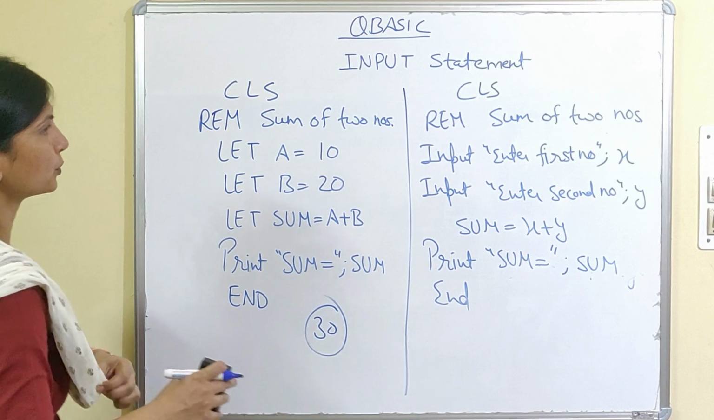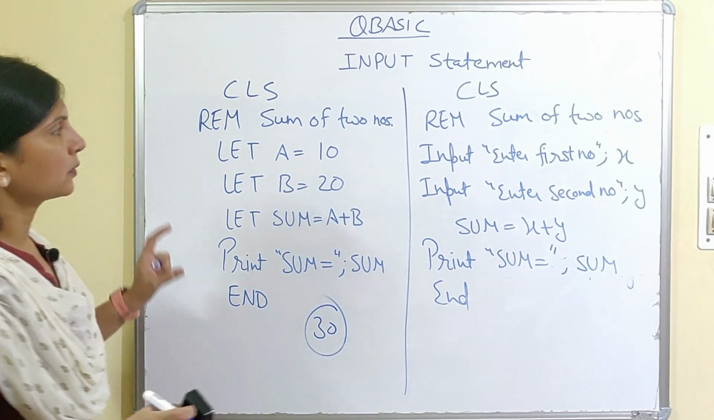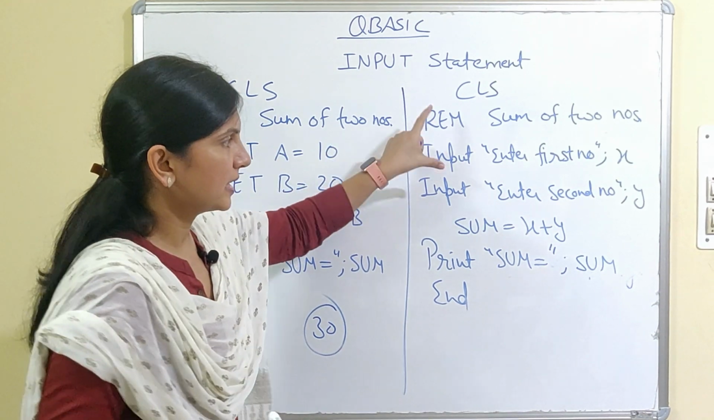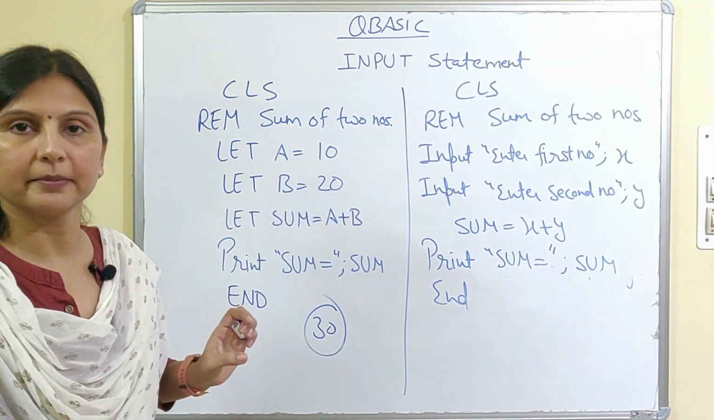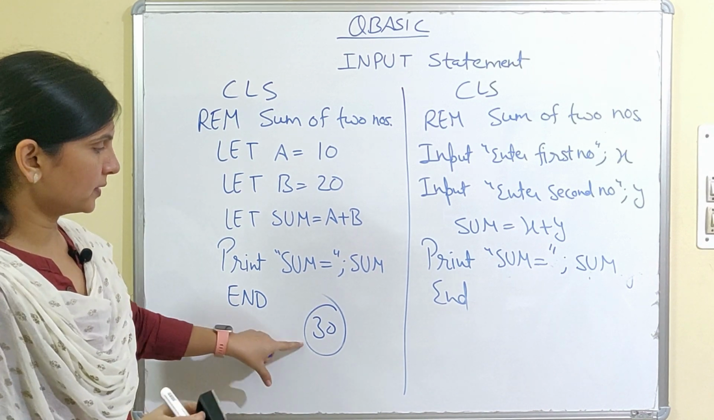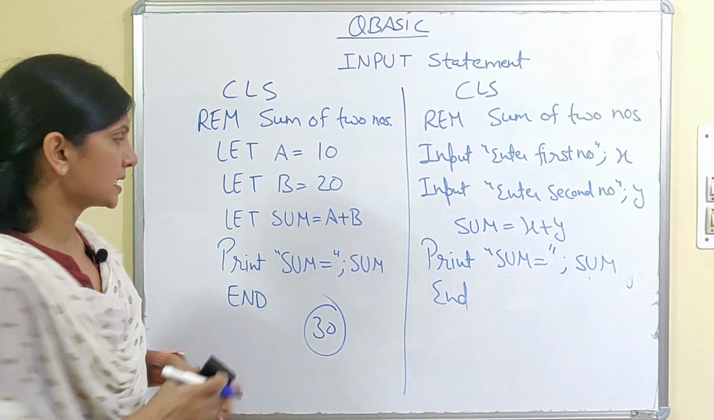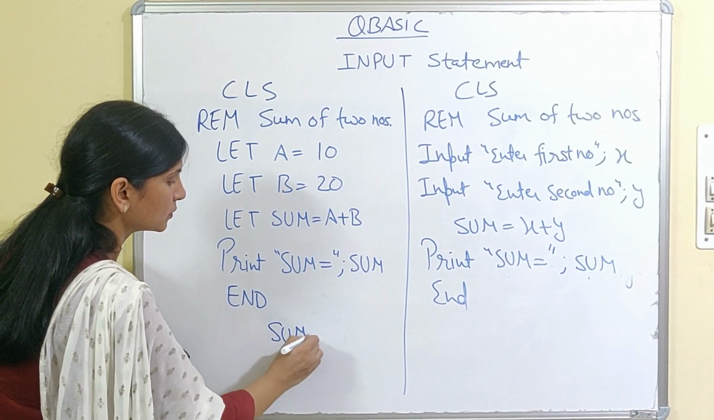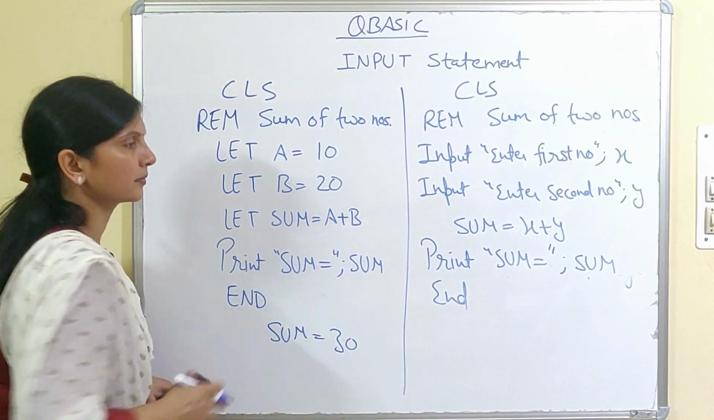Now see these two programs. Fine. What we have done? We have replaced these two statements with this. Otherwise, rest is same. Isn't it? Now when you run this program, you will get output only sum. What will be output? Sum equals to 30.